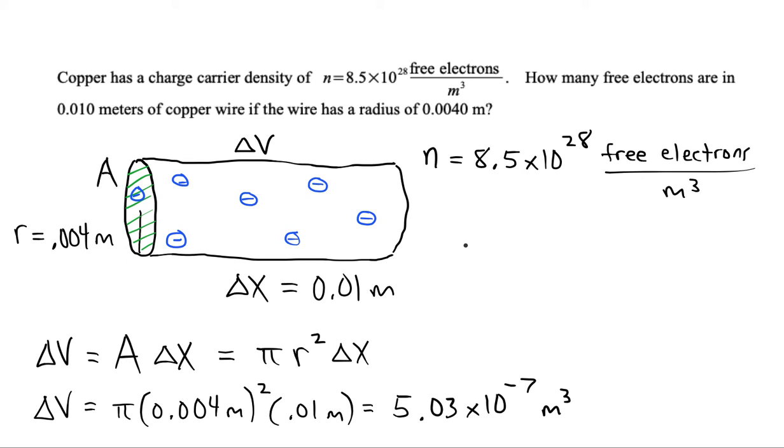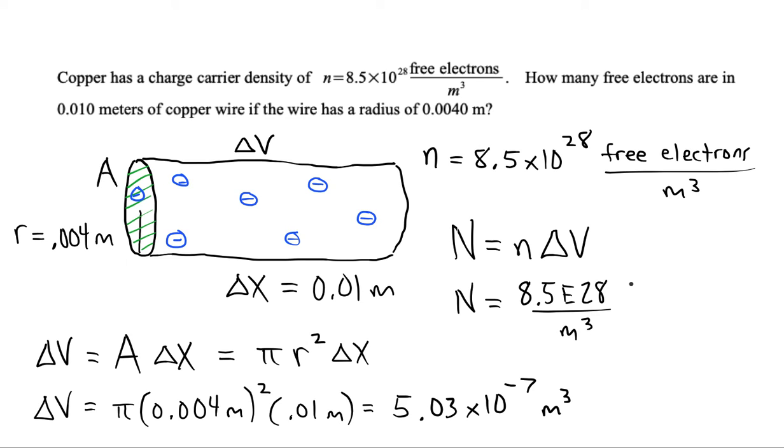All right, so a formula we can use for this will be big N equals little n times delta V. Big N stands for the number of free electrons. Little n will be our free electron density. And then we just have to multiply that density times the volume of our wire.